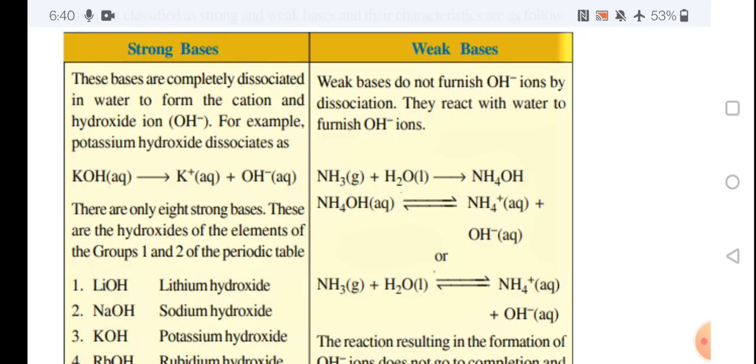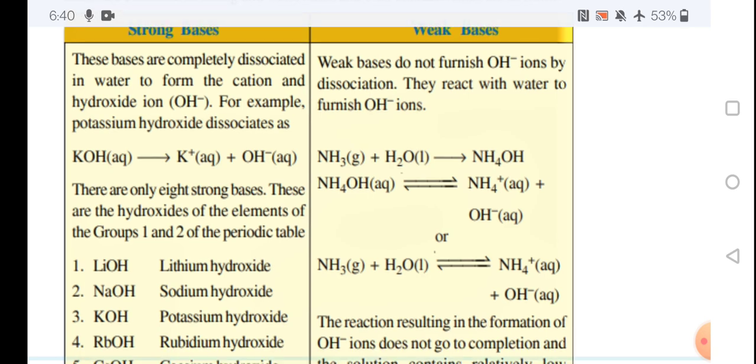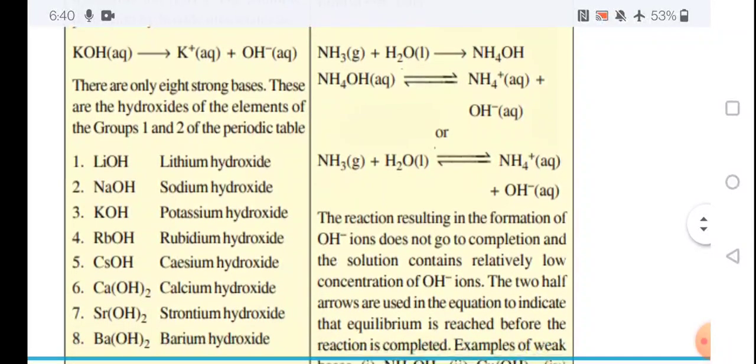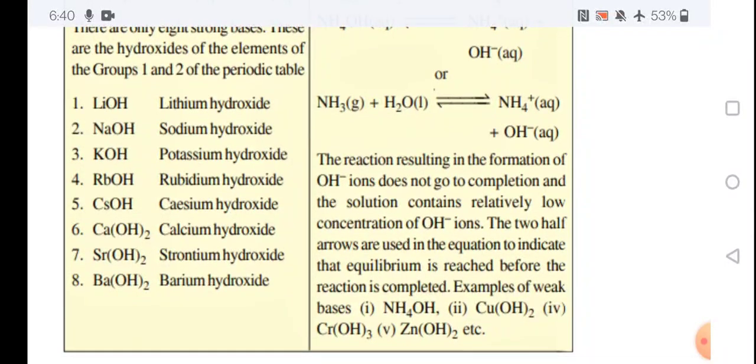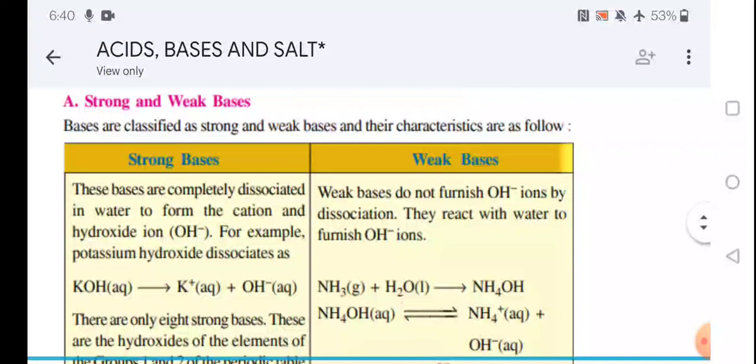Strong bases are bases that completely dissolve in water. They form a cation, that is a positive ion, and hydroxide ions. There are 8 strong bases. Those are hydroxides of elements of group 1 and group 2 of the periodic table. The 8 strong bases are lithium hydroxide, sodium hydroxide, potassium hydroxide, rubidium hydroxide, calcium hydroxide, strontium hydroxide and barium hydroxide.